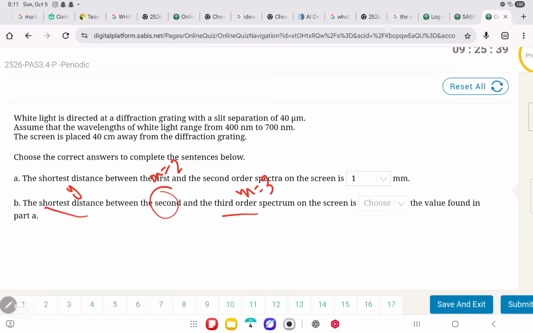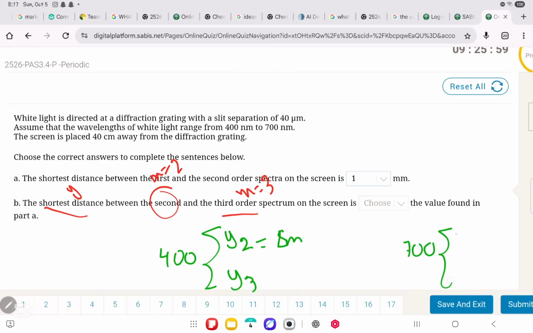So let us do it again. We need to find y when m is 2 and when m is 3. We already have for 400 when m was 2, the value was 8 millimeters. And for 700, when m was 2, the value was 14 millimeters.